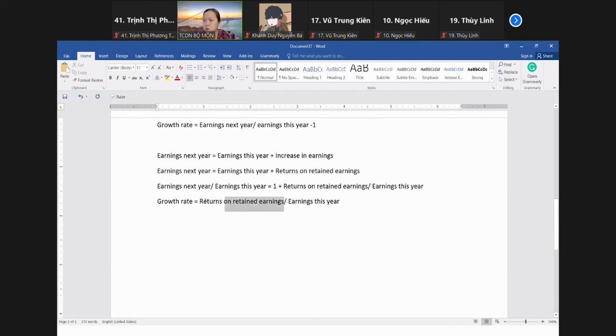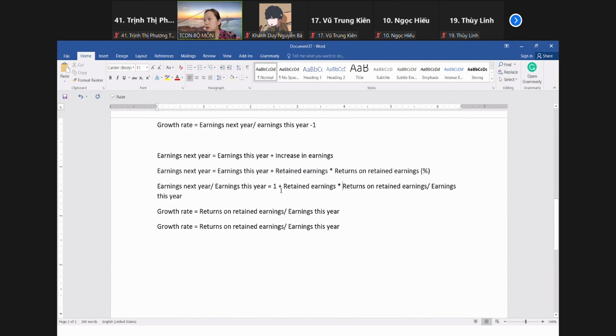Okay, so what is the return on retained earnings? Return on retained earnings will equal to the retention ratio... sorry, I think I'm gonna put the retained earnings. This is an amount of money, right? And return on retained earnings is actually a percent, right? The ratio. So we need to put it right here.